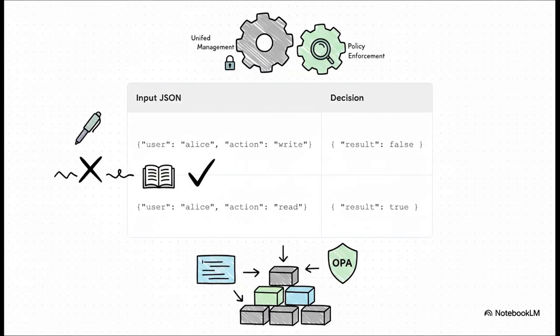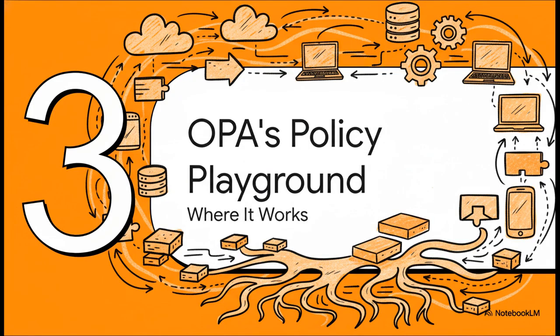And this is exactly how it plays out in practice. When we give it an input where Alice tries to write, it doesn't match any of our allow rules, so the default false comes back. But when her action is read, it matches our second rule perfectly, and the decision is true. Simple input, clear policy, predictable decision. That's the goal. Okay, so the theory is cool, but where can you actually use this?